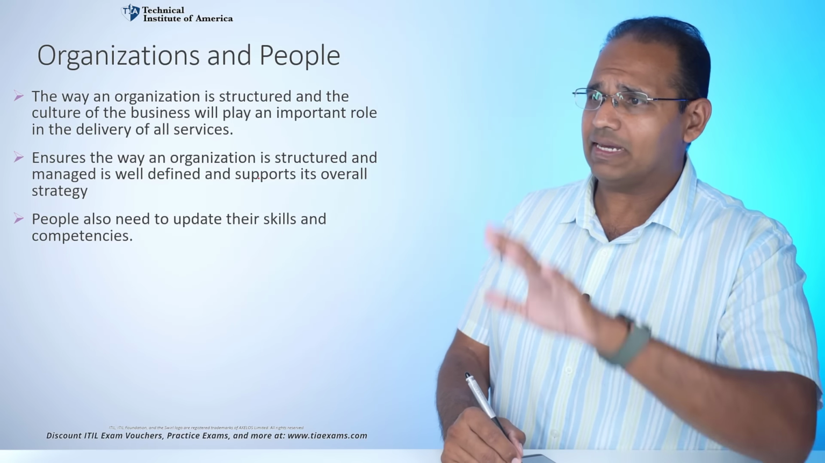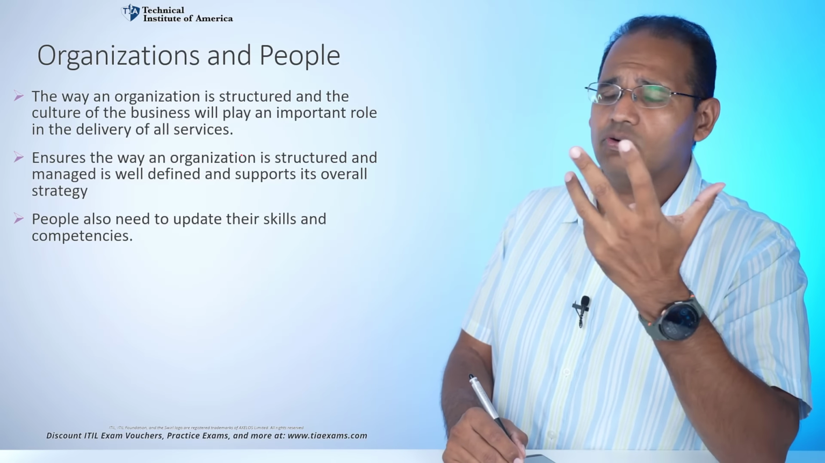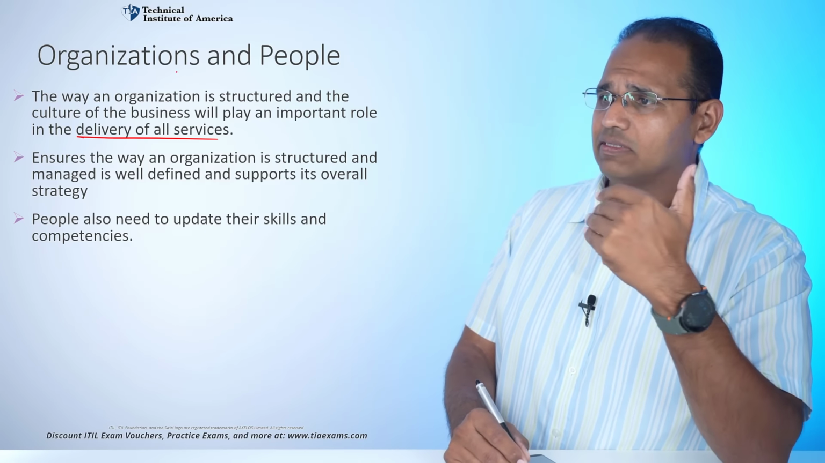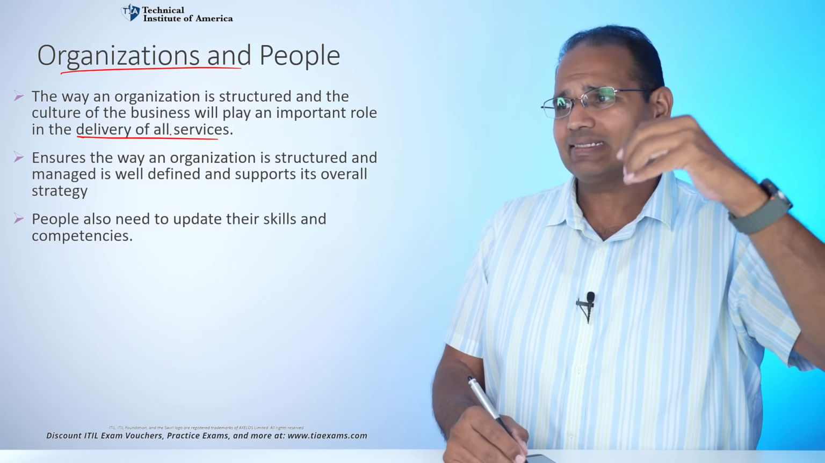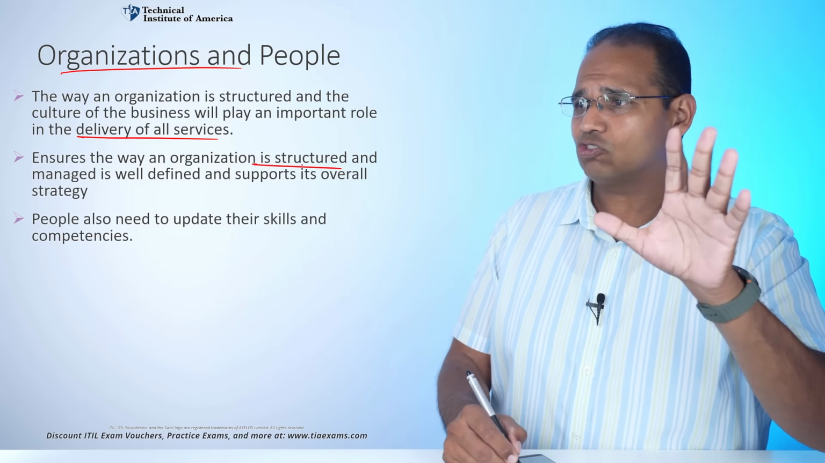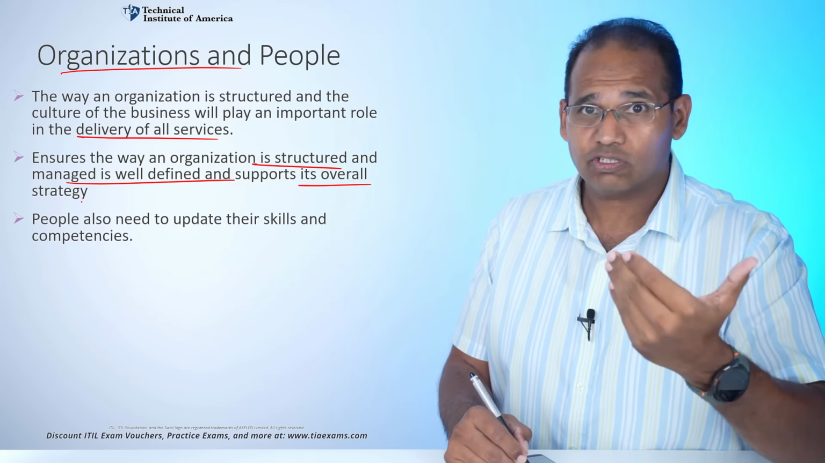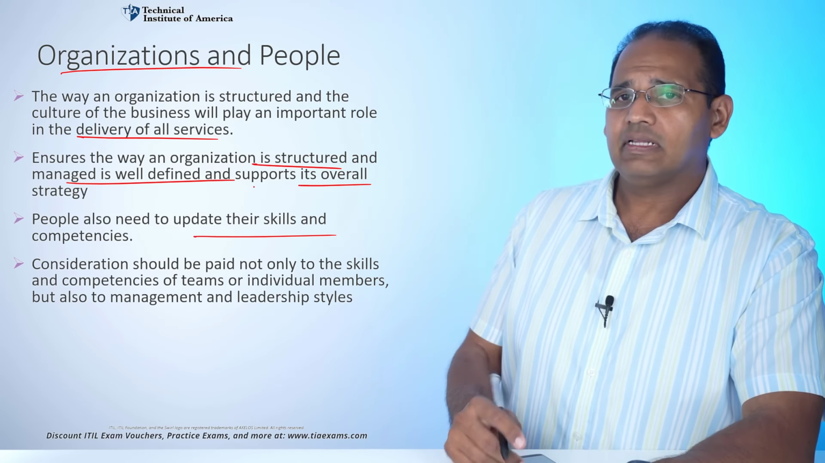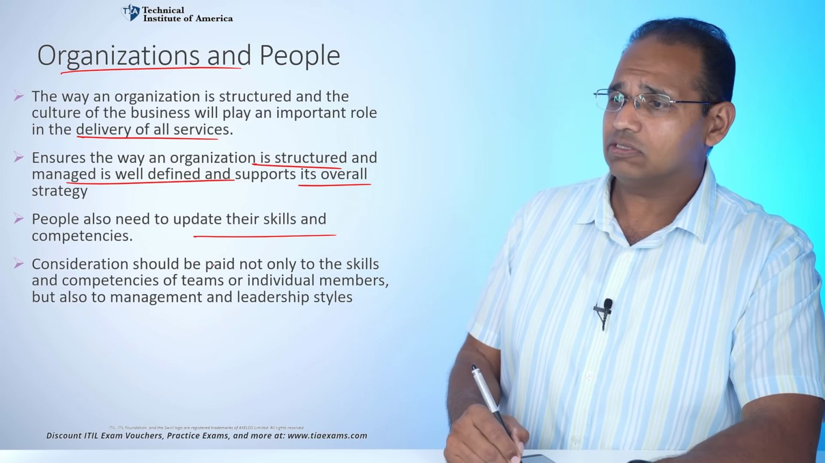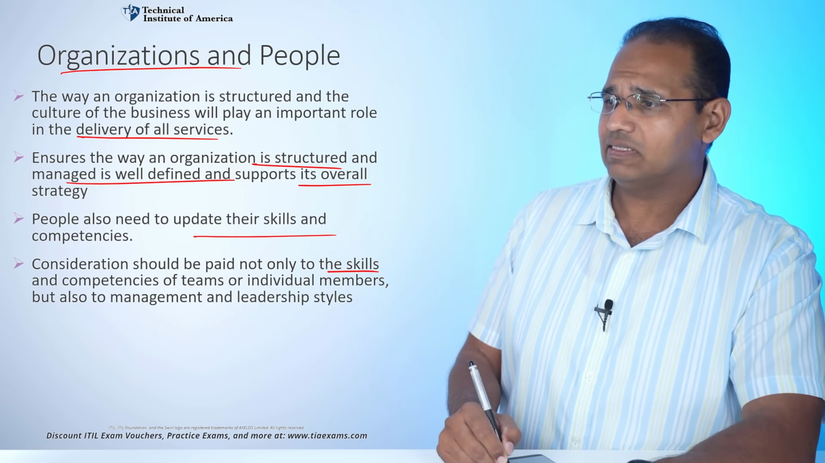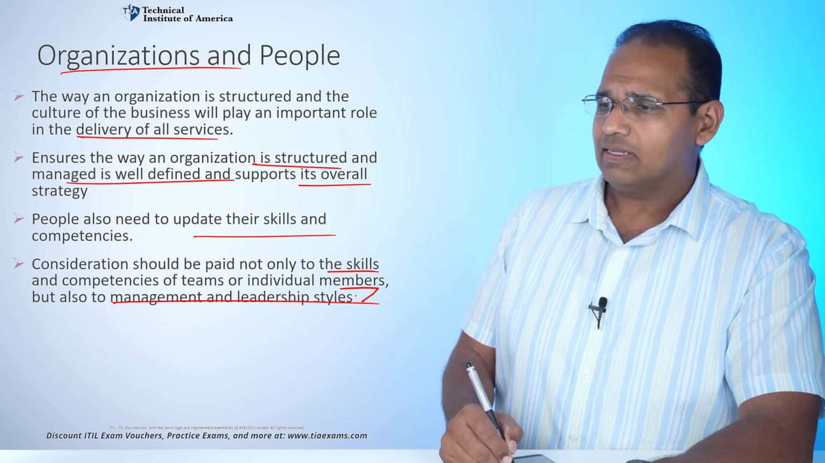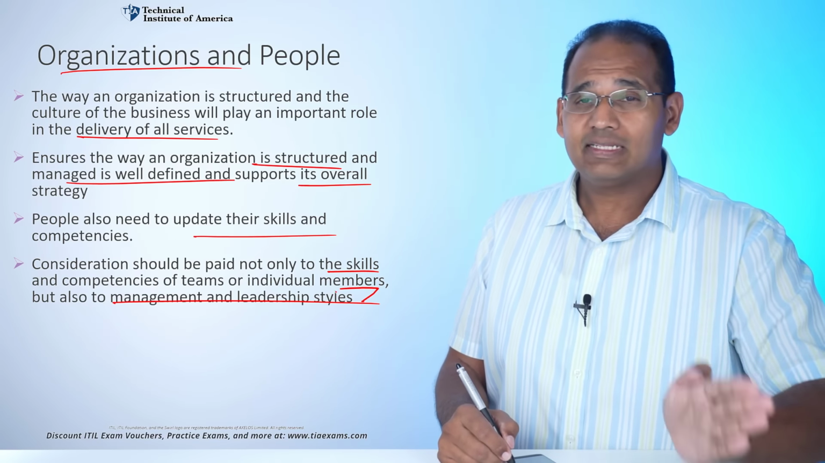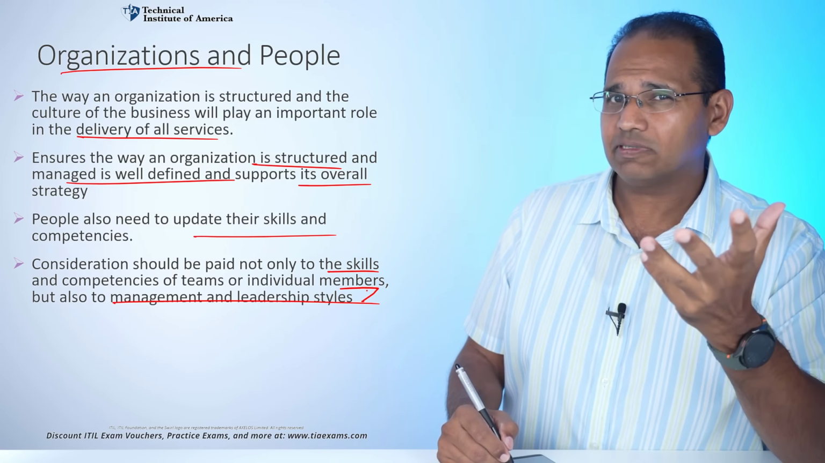Let's go into this. The first thing we'll talk about is organizations and people. Who are the organizations and people? The way an organization is structured and its culture will play a role in how we deliver. The way the company is structured and managed is going to play an important role in how services are delivered. Is it structured in a way that is well managed and defined and supports our strategy? Don't forget, when you're managing people, you also need to keep their skills updated. I want you guys to really pay attention here because consideration should be paid not only to the skills and competencies of team and individual members, but also the management style. Yes, it is important to ensure that we have the right people in the right places, but it's also important that we have the right managers to manage these people. Managers are the ones who really determine whether people are successful or not.